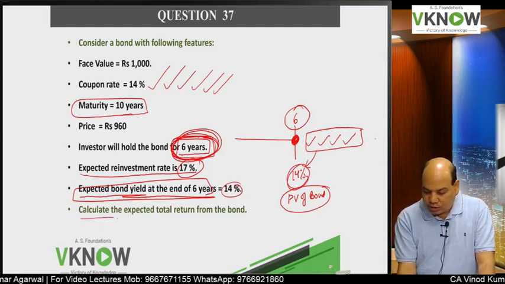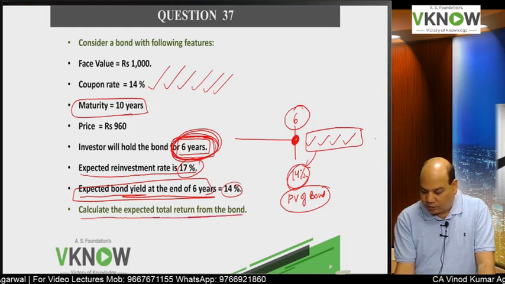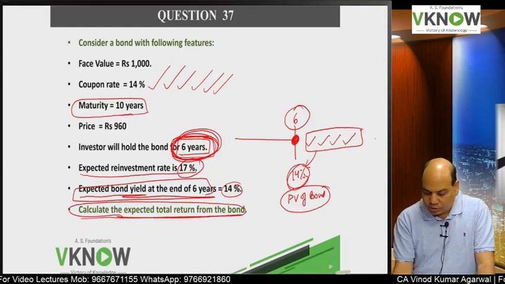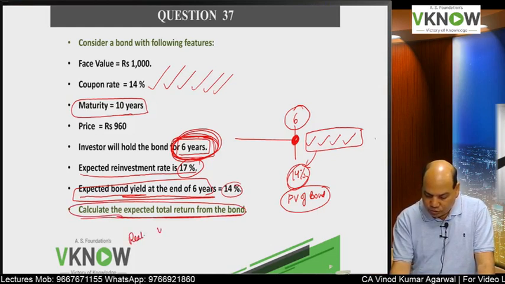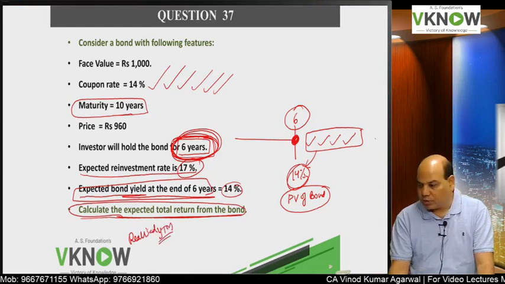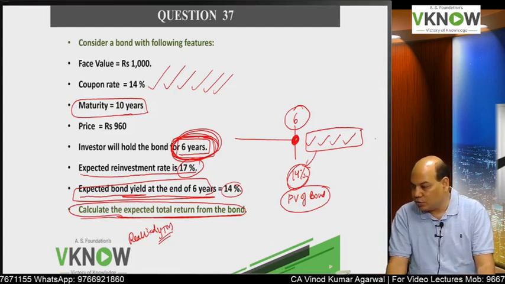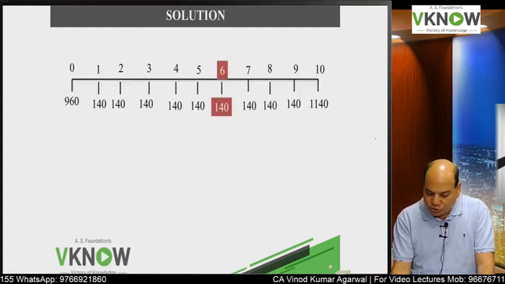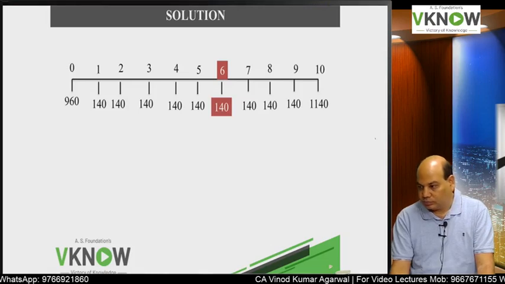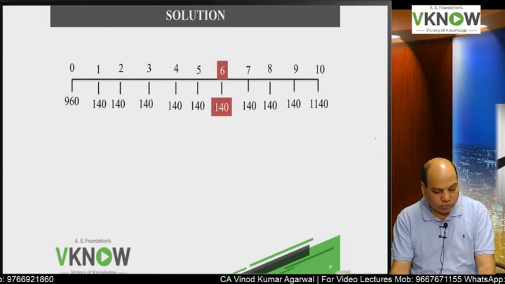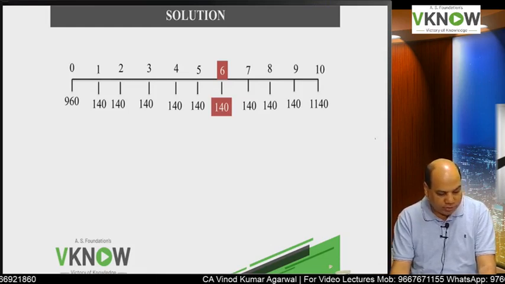Question is, calculate the expected total return from the bond. Expected total return from the bond is your realized yield to maturity, realized YTM. So first you draw this diagram, the timeline. First we will draw this timeline.